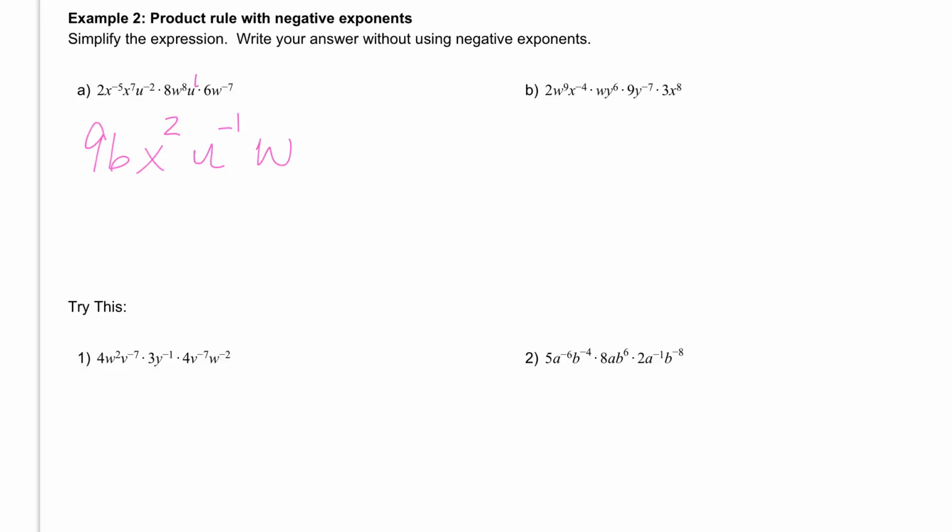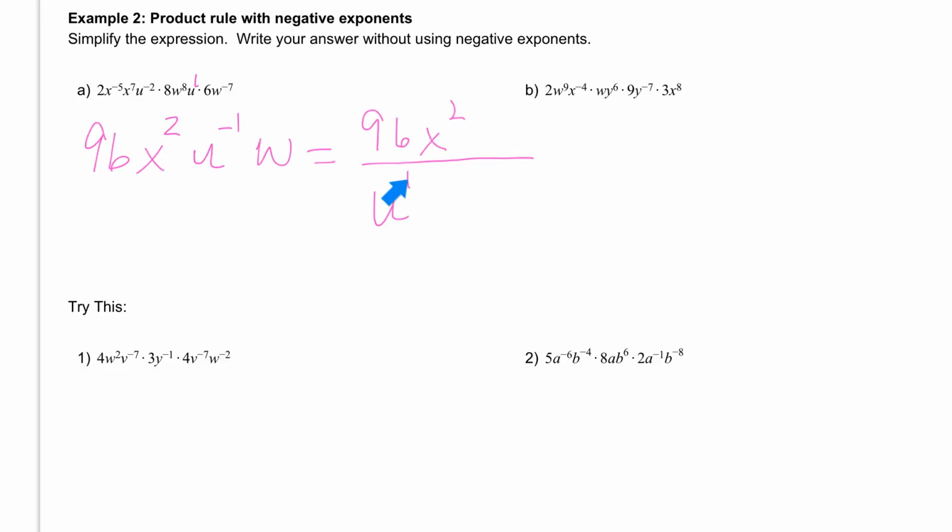Then our next task is to make sure that we don't have any negative exponents. And we do. We have a negative exponent here, which means this u term is the only one that we need to move. Right now it's in our numerator. It needs to go to the denominator. So 96 will stay on the top. It's got a positive 1 as its exponent. X to the 2nd will stay on the top because the exponent of 2 is positive. Then our u to the 1st is going to move to the bottom so that 1 can become positive.